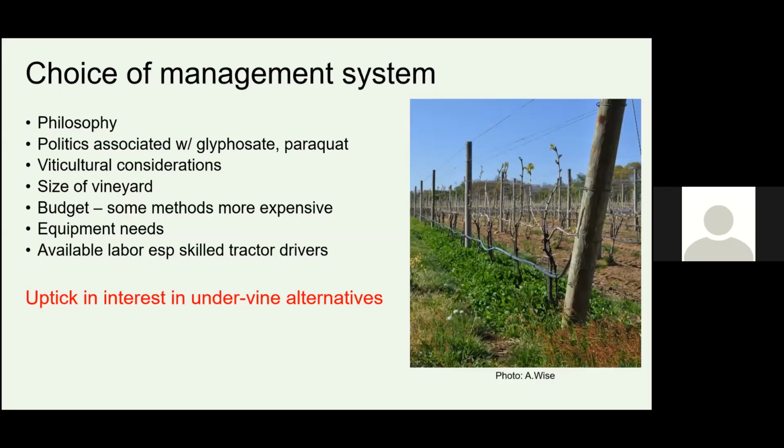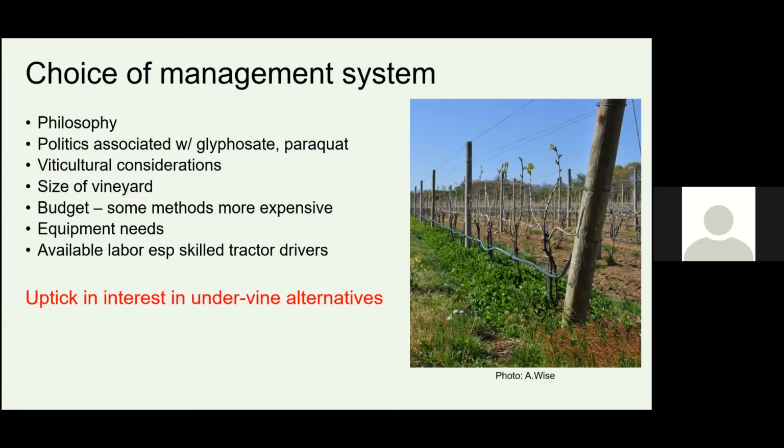So again, the choice of your management system. There are some options for sure, and it depends on your philosophy and your feelings about herbicides and glyphosate and paraquat. We get questions in the wineries, and the guys who go into the city and sell wine say that the sommeliers and restaurant people in the city ask about that. So it's a delicate issue in a lot of areas of the country.